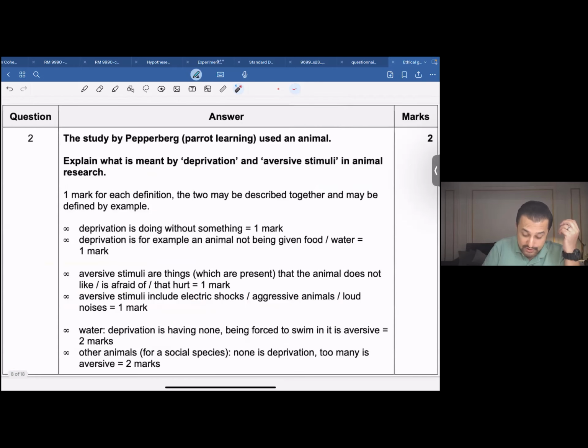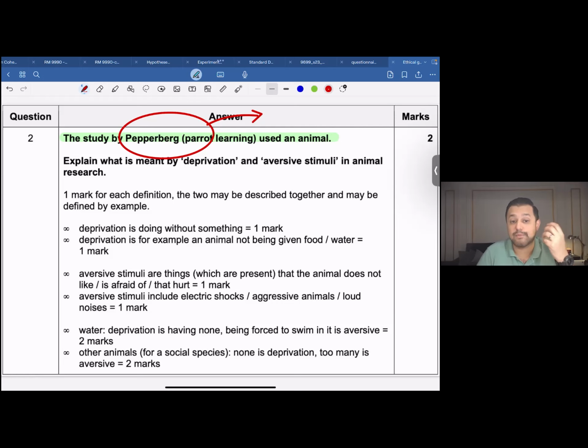Again, I've deliberately chosen this question to show you that we could get questions on studies that have anything to do with the ethical guidelines of animals related to the studies that are a part of our AI psychology syllabus. So the study by Pepperberg has been a part of our syllabus for 6 years. Pre-2024, this was one of the core studies. The study by Pepperberg, parrot learning using an animal, explain what is meant by deprivation and aversive stimuli in animal research. Again, you could get a question of a similar nature.